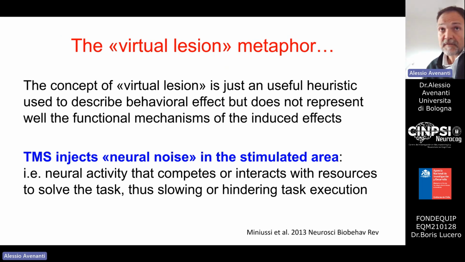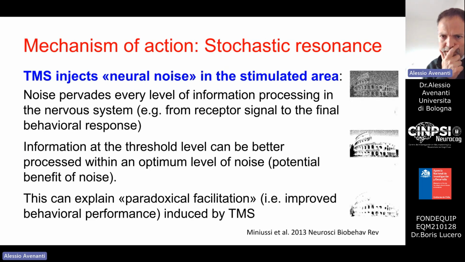In most of the cases, this effect competes with neural resources, with the neurons that are solving the task. But in principle, we can conceive this noise as a sort of interacting effect, something that interacts with the neurons that are solving the task. And in principle, this can slow task execution, and not only hinder it.